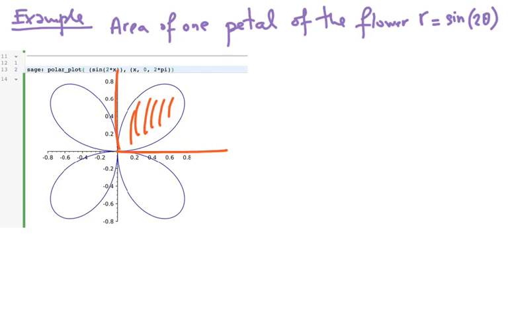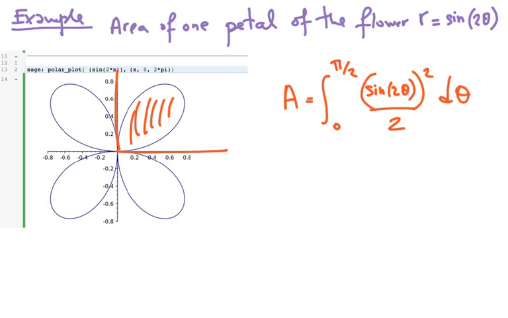So in this case, the area will be then the integral between 0 and pi half, and what you put here, as always, is r squared over 2. So in this case it is sine of this angle squared over 2. Okay, do all these operations and the area of this petal should be equal to pi over 8.